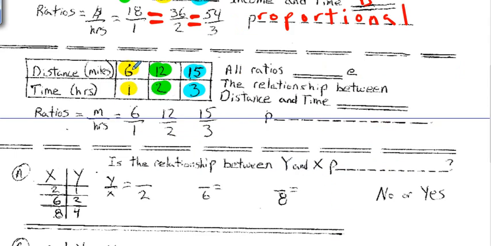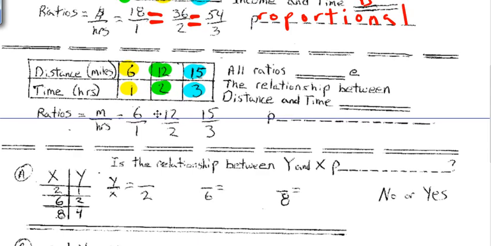Okay, the next one, again we have distance and time, 6 over 1, and the other one's 12 over 2. Those are equal to each other, right? 12 divided by 2 is 6, so that works. And 15 divided by 3, that would just be 5. Well, that's not the same then. Those are not equal. So all those ratios are not equal.